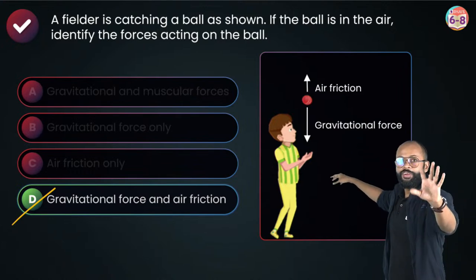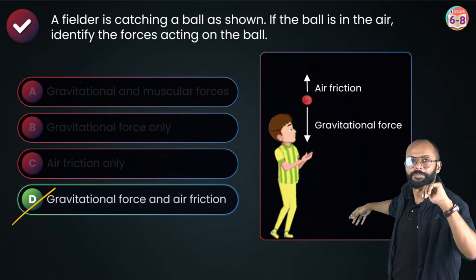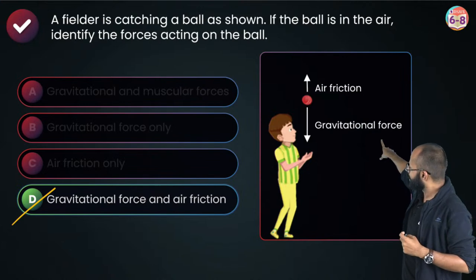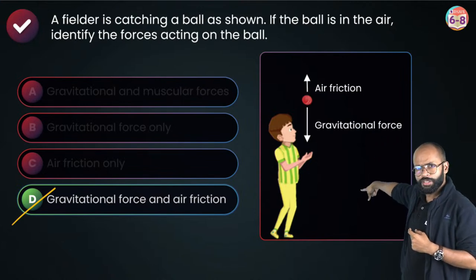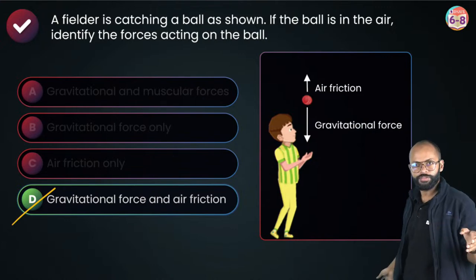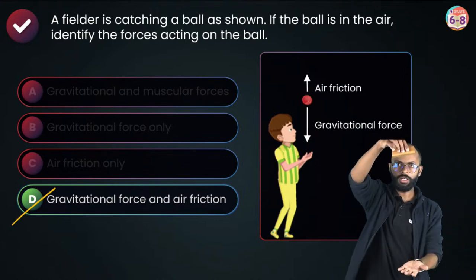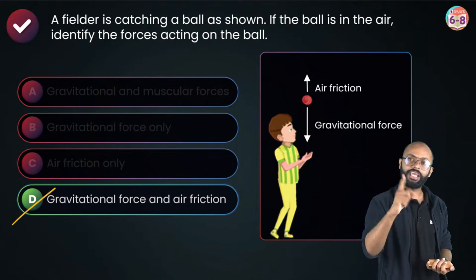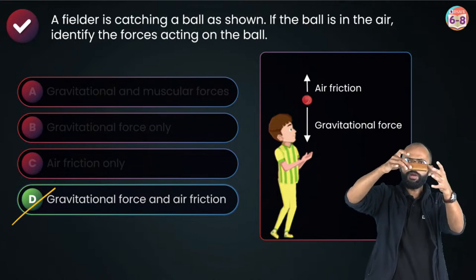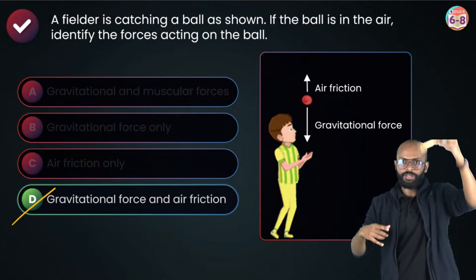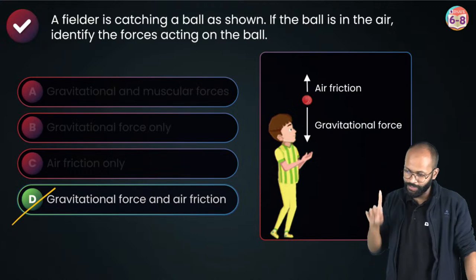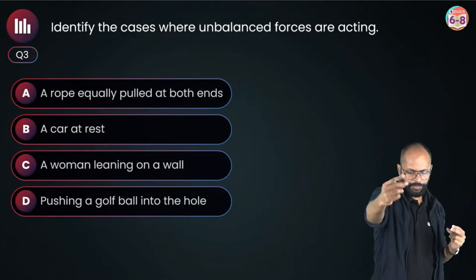Ab air friction agar zyada hota, if air friction was stronger, the ball would have been moving upwards. Where do you see motion of the ball? Wherever the net force is there. At least in this case, if you see, gravitational force is more, and that is why you are seeing the ball moving downwards. If you drop a ball, gravity is more than the air friction. That is why it is moving downwards. If air friction was more, what will happen? The moment you leave the ball, it will go up. So, isiliye gravitational force zyada hai yahan pe. Clear ekdam? Right?